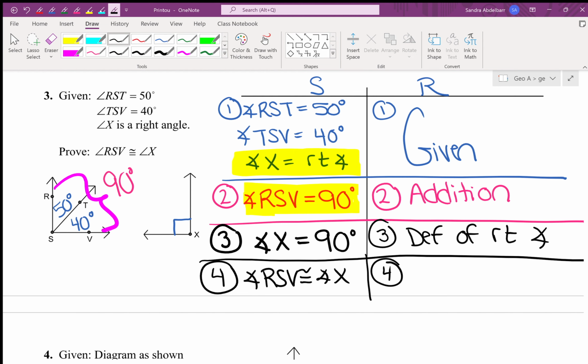Didn't we show them to have the same measure? And what's the definition of congruent angles? Two angles with the same measure. Isn't that the definition of congruent angles? So here, this is just based on a definition. They're congruent because they have the same measure. So what can I write? Def of congruent. You got it.